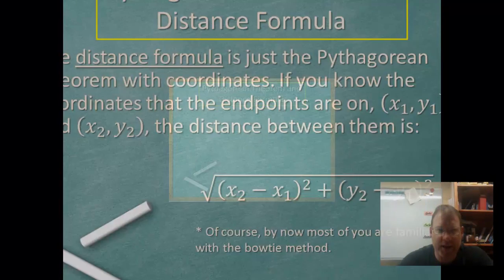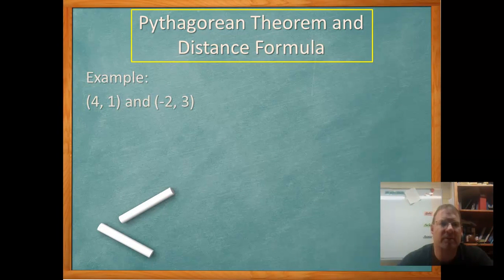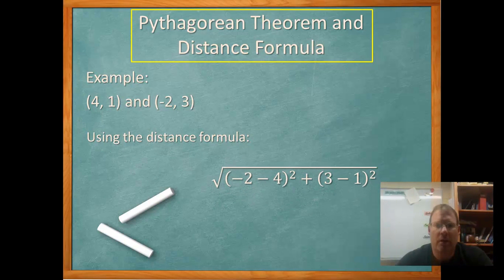So let's say that I am given endpoints 4, 1 and negative 2, 3. Plugging that into the distance formula, that is what it would look like. So make sure you understand where all those numbers come from.